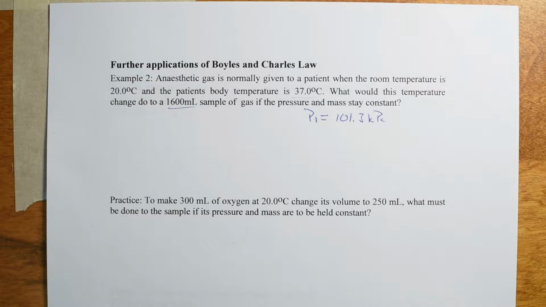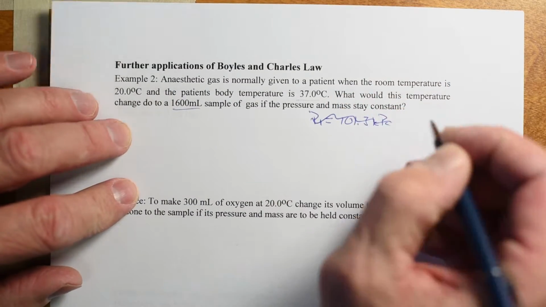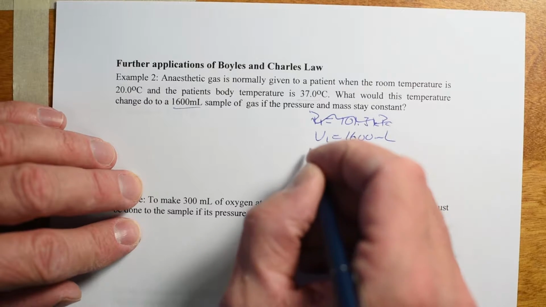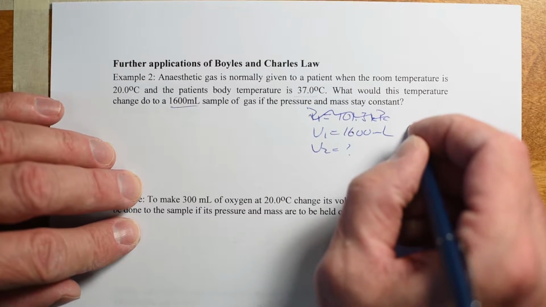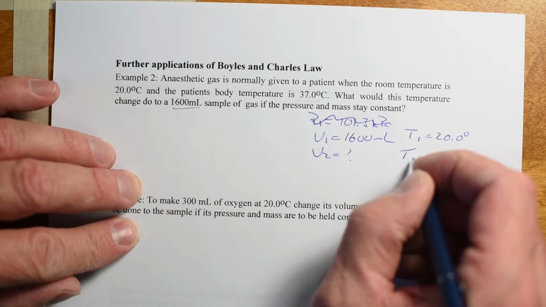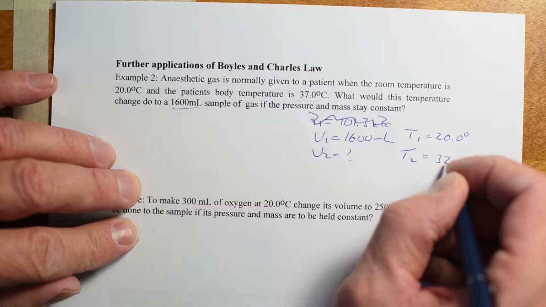Oh, sorry, there's no temperature in there. There's no pressure in there, my apologies. V1 is 1600 mils. V2 we don't know. Now T1 is 20 degrees C, and T2 is 37 degrees C.